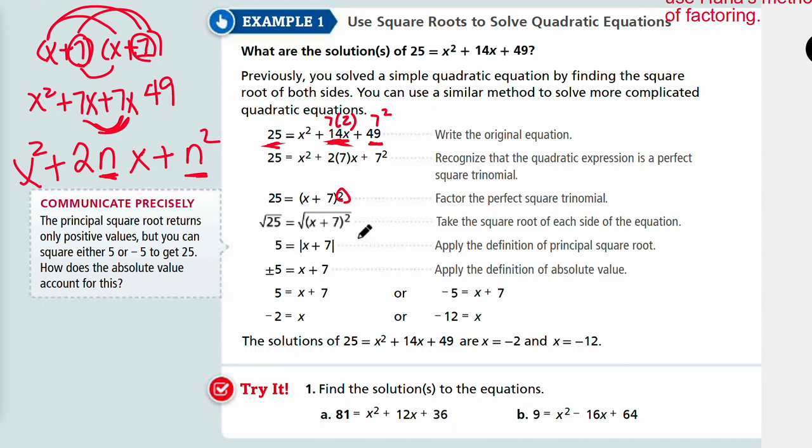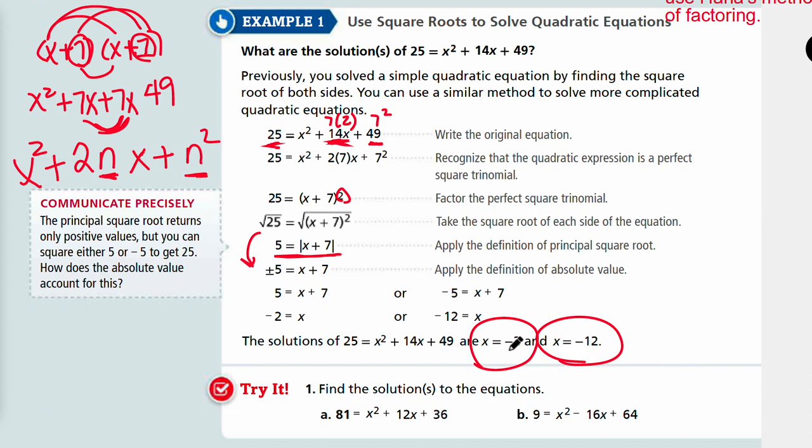A lot of times you skip this step and just go right into plus or minus 5 because you understand that. But this is just a step that could be in between these 2 steps. And then you solve for x separately with 2 equations. x plus 7 is equal to 5. x plus 7 could equal negative 5 as well. So then x could be negative 2 or negative 12. Okay, so you will have 2 solutions as normal for quadratics.